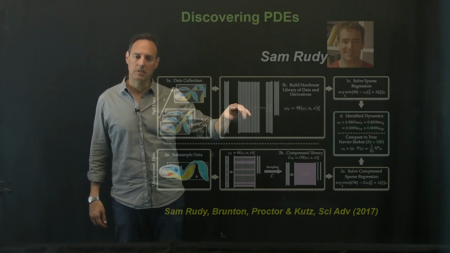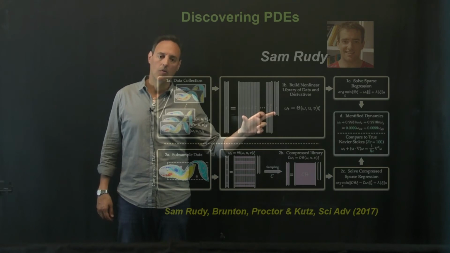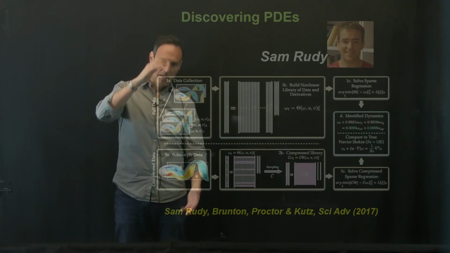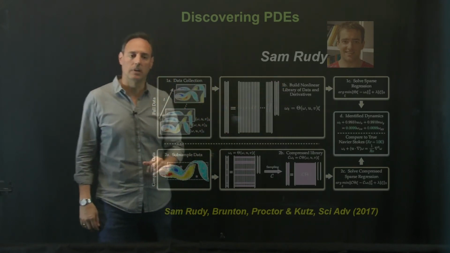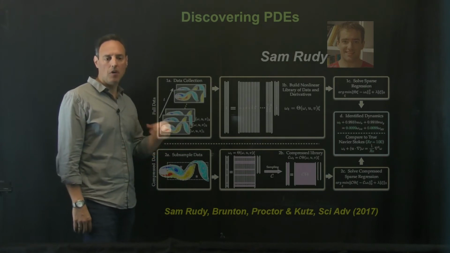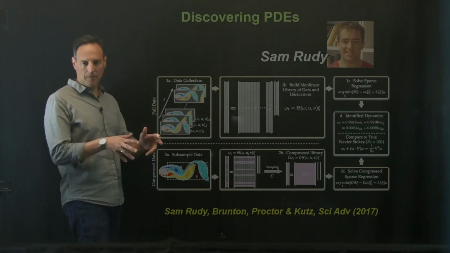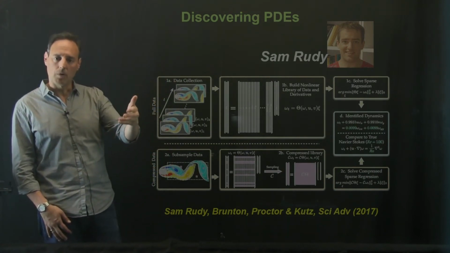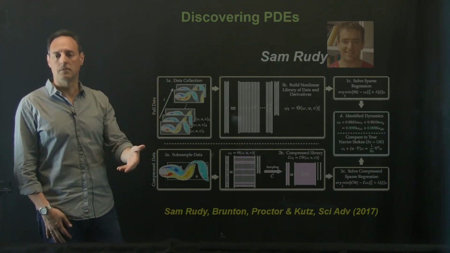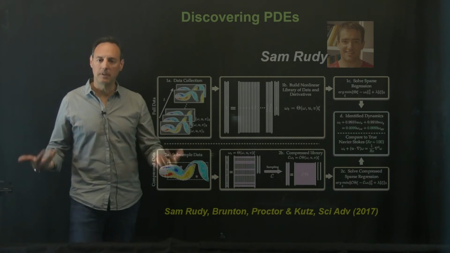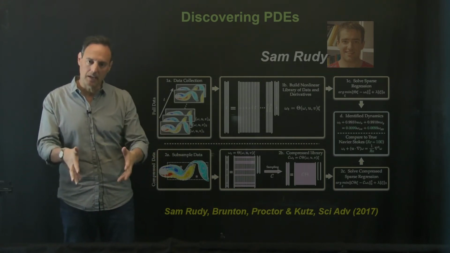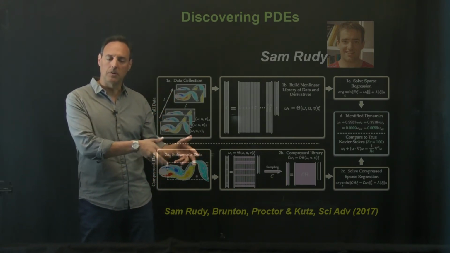And it's the same architecture as before. You get a large library, lots of time series data, and you're going to do a sparse regression. And when you solve that regression problem, in this case here, sampling flow behind a cylinder, you derive the Navier-Stokes equations without any kind of physical insight. You just have time series data, and you get back out Navier-Stokes.